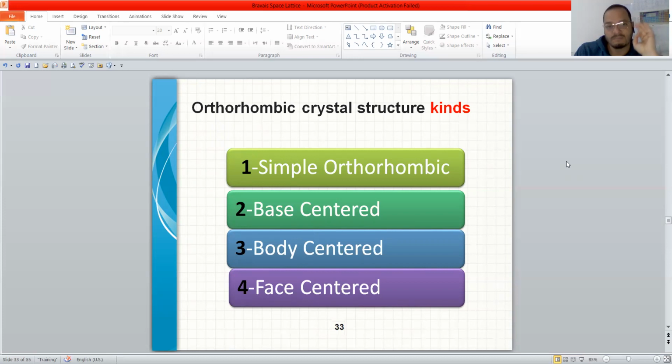Orthorhombic is the bigger kind, or how can I illustrate that? Yes, it has 4 kinds. It is different from the others. Let's take a deep look and introduce all the important information about the orthorhombic crystal structure and what's the difference from the others. Let's start from simple. At first, let me say we have 4 kinds: simple, base, body, face.